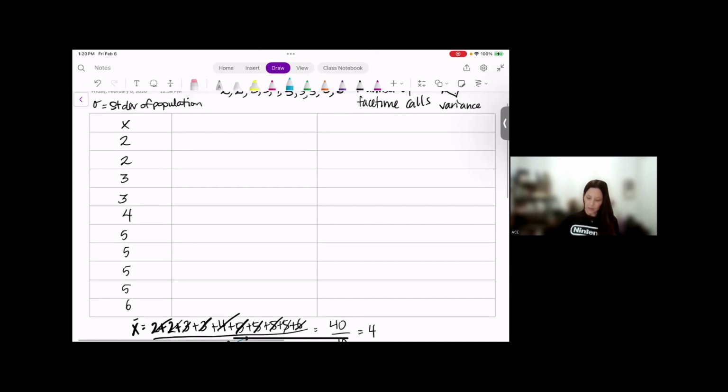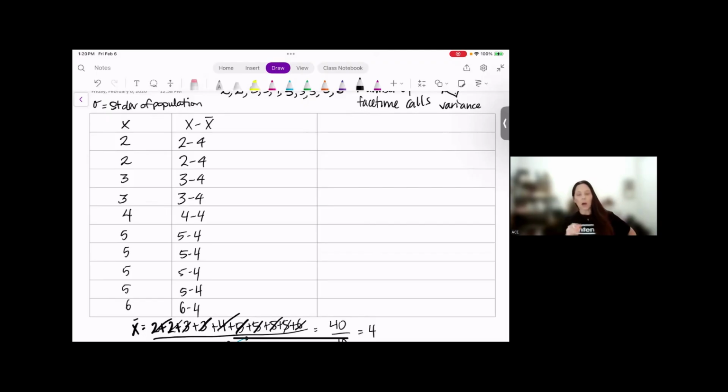So in our next column, we're going to take each value minus the mean. The mean is 4, so we're going to do 2 minus 4, 3 minus 4, 3 minus 4, 4 minus 4, 5 minus 4, and 6 minus 4.